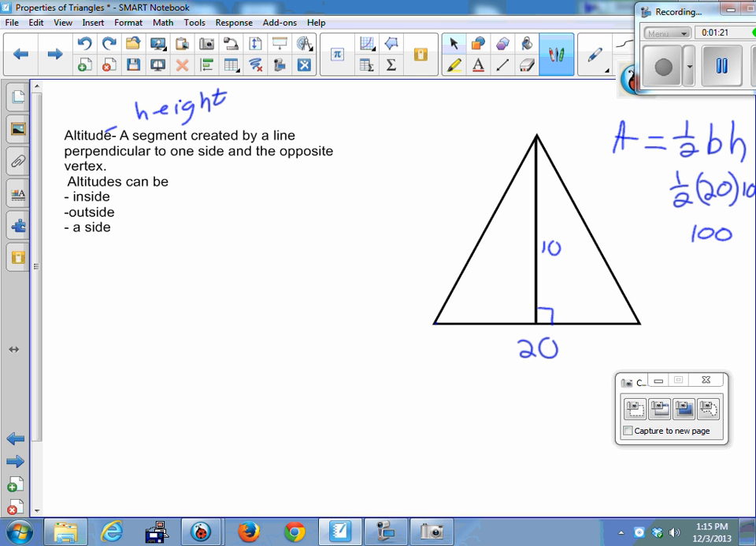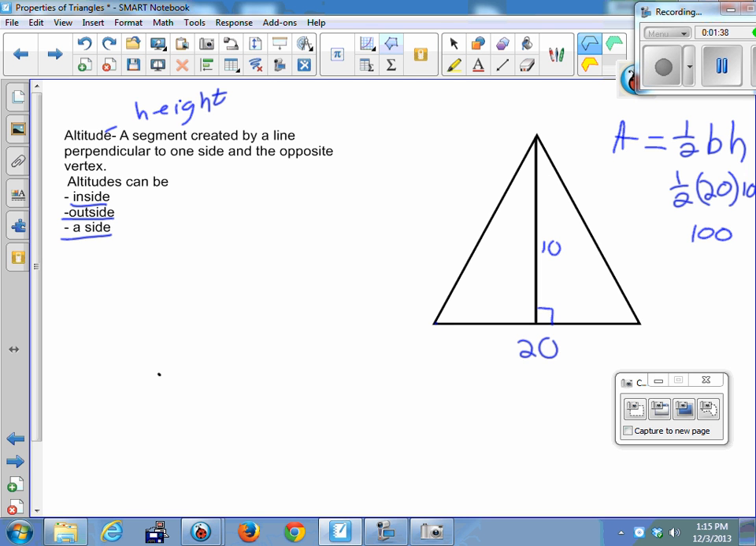Now the altitude does not always need to be inside the triangle. As you notice, it can be inside, it can be outside, and the altitude can actually be a side of the triangle. All right, so we'll show you that coming up here.